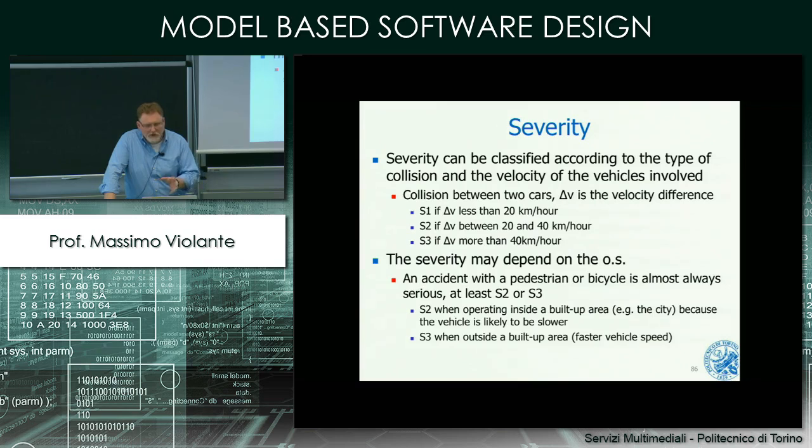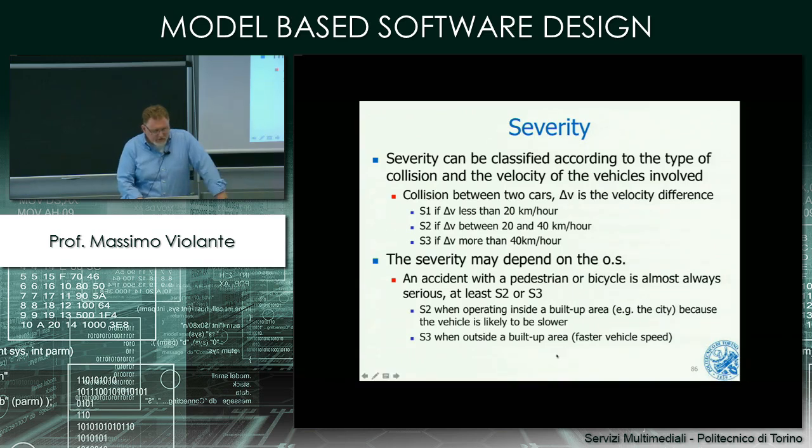This is what we have if the collision happens between two cars. If the collision is between one car and a bicycle, a motorcycle, or a pedestrian, we have to increase the severity. That is, it is more likely for the pedestrian or the cyclist to be severely hurt than the occupant of another vehicle.